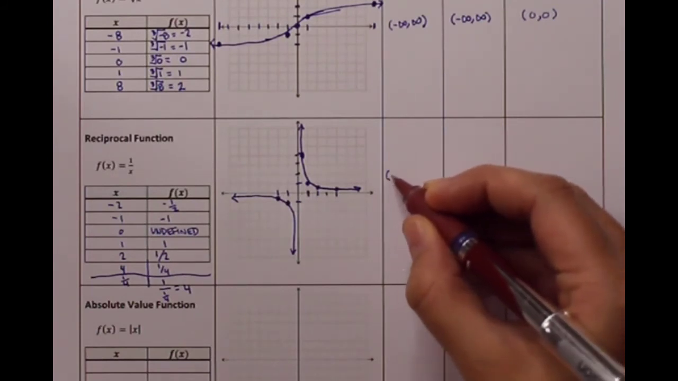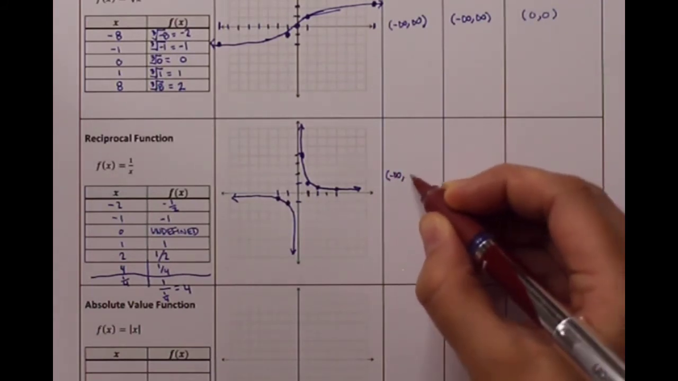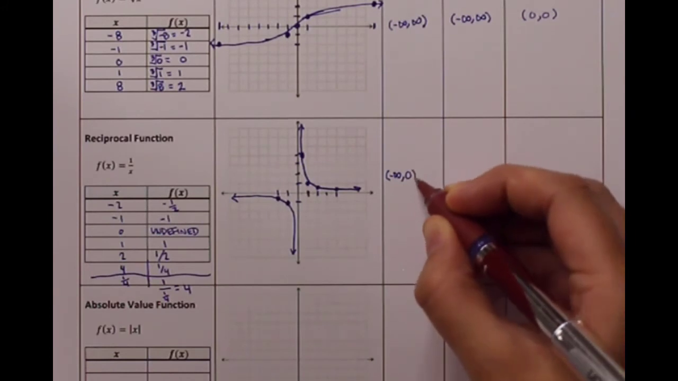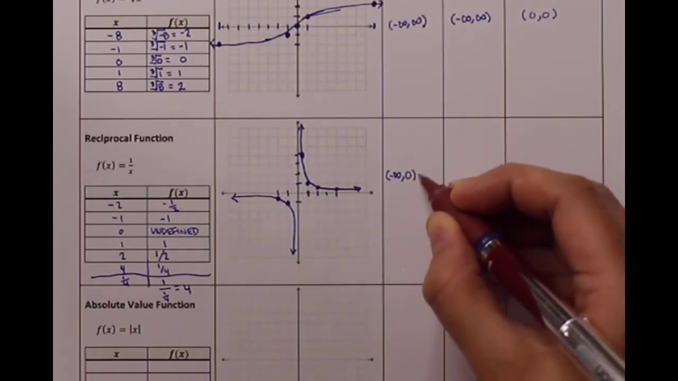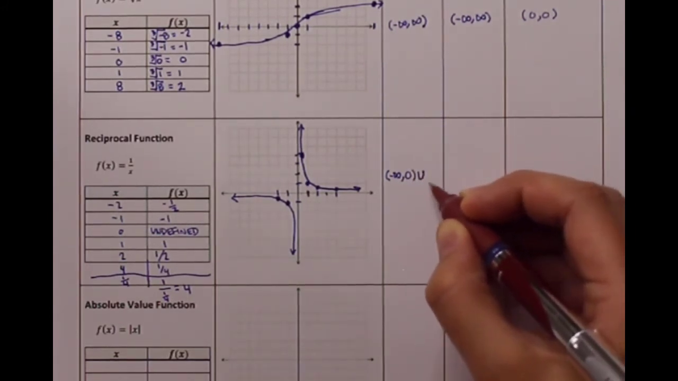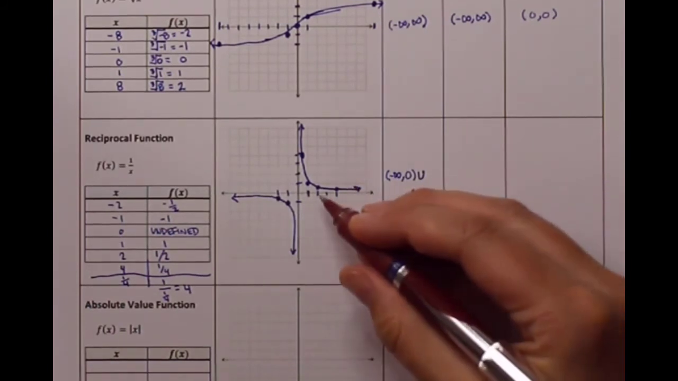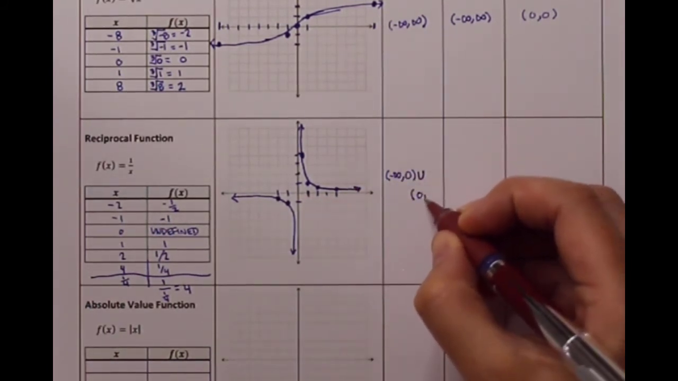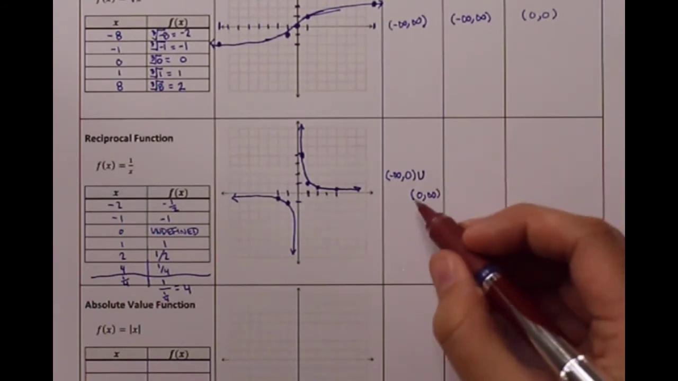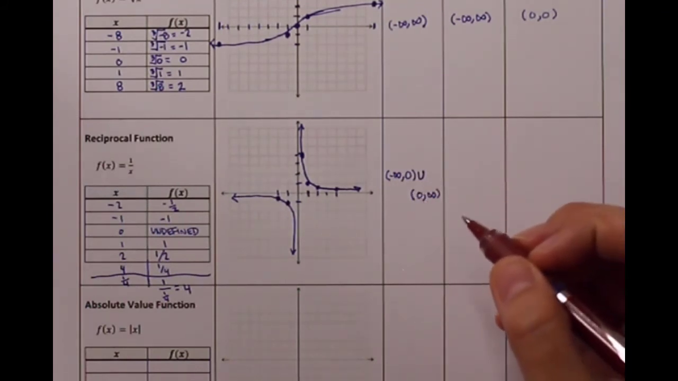So the way we write that is anything from negative infinity until 0. And then put our union symbol, and I'm going to run out of room, so I'll just put it underneath. And then anything from 0 to infinity. Okay, we can't equal 0, so notice I use parentheses instead of brackets.